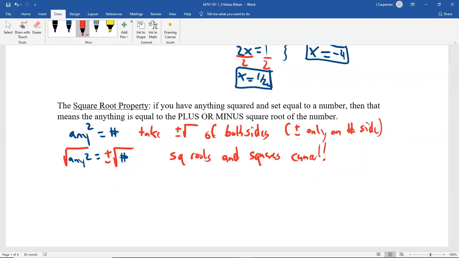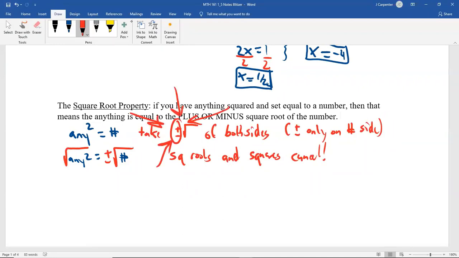So square roots and squares cancel each other. Cube roots and cubes cancel each other. Fourth roots and fourths cancel each other. So like adding and subtracting cancel each other, multiplying and dividing cancel each other, square roots and squares cancel each other. So when you see something squared equal to a number, you can say, oh, well, I just want to take the square root.